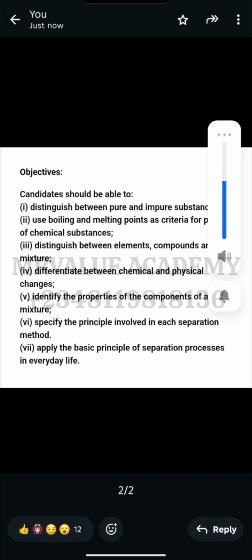Then you have chromatography. Chromatography is actually used to separate colored solutions. So for instance, in the production of ink, you use chromatography in the process to separate all the different colors, all the different layers of colors, the blue, the black, the red, and all of that. So you use chromatography to separate colored solutions.